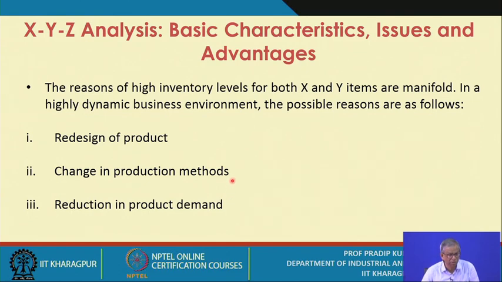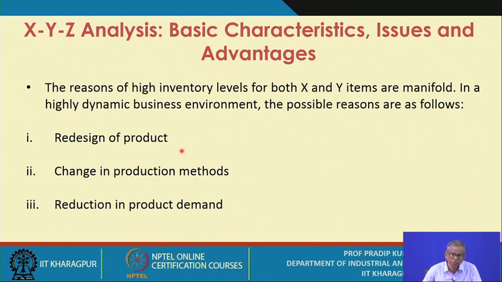So this point we have already analyzed. Now the reasons of high inventory levels for both X and Y items are manifold. That means when you carry out such an analysis, you will come to know the possible reasons for having a very high inventory level of such items. In a highly dynamic business environment, the possible reasons are as follows. I am just mentioning the reasons. Later on, we'll take up all these issues in a systematic manner.